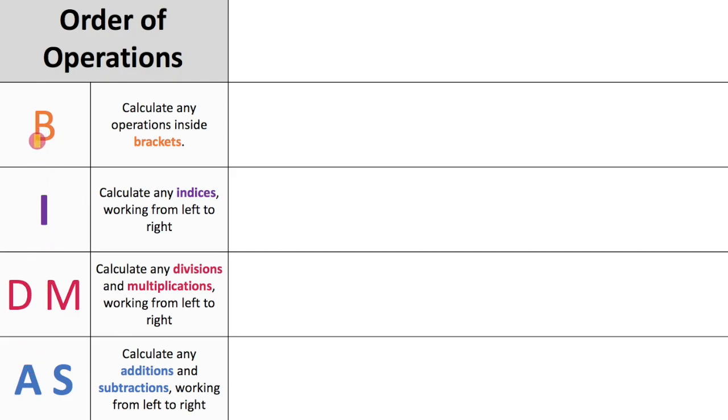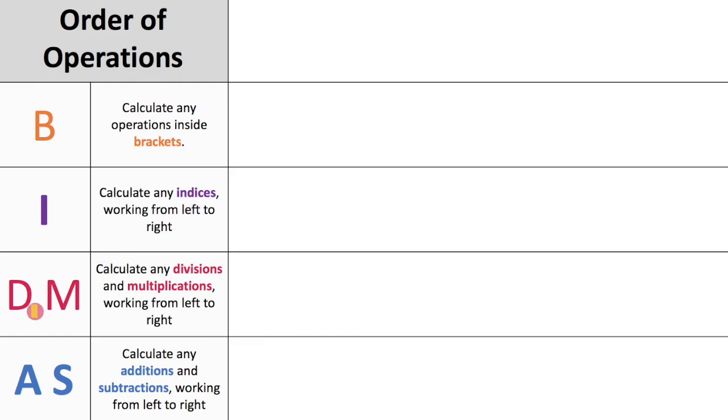So first is B, which stands for my brackets. So the very first thing that I'm going to do is calculate any operations inside brackets. The second thing I'm going to do is I, which stands for indices. I'm going to calculate any indices working from left to right. Now, indices is just another way of saying my powers or exponents.